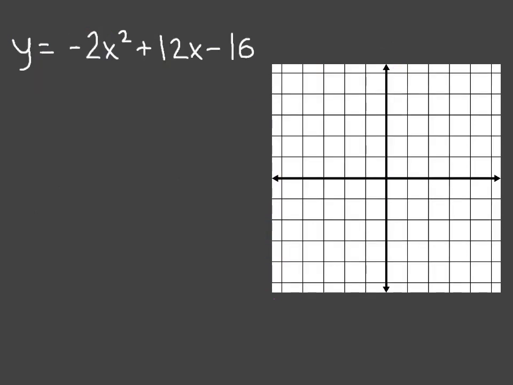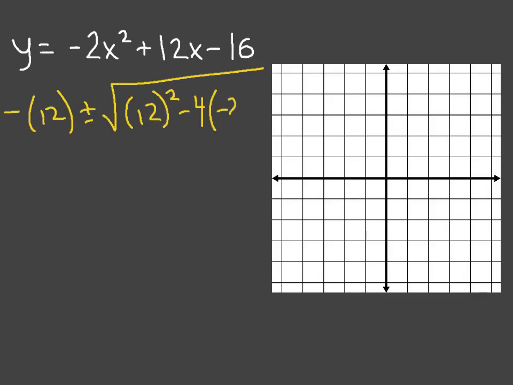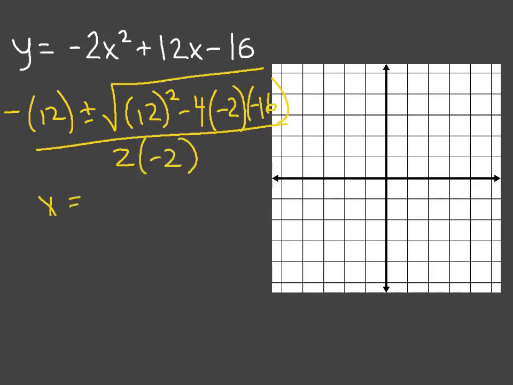Let's try another problem. y equals negative 2x squared plus 12x minus 16. Remember, step 1 is to do the quadratic formula to find our x-intercepts. So I need negative b plus or minus the square root of b squared minus 4ac, all over 2a. And if I were to calculate this out, I would end up with my x-intercepts being positive 2 and positive 4. So again on my graph, I'm going to find my x-axis, and on my x-axis, I'm going to put a point at 2 and 4.